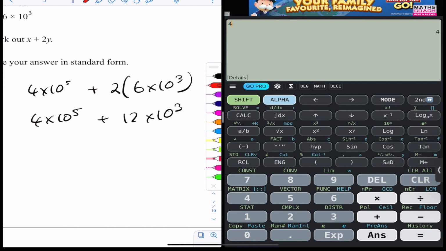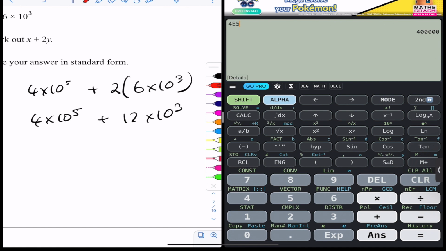So you press 4, and then see that exponential button on the bottom. You can press that. On your calculator, it might come up with a different symbol. It might have 10 to the power of something and a times sign as well. On mine, it says E, but I will now press 5. That E represents times 10, to the power. So I'll press 5. Then I'll press add.